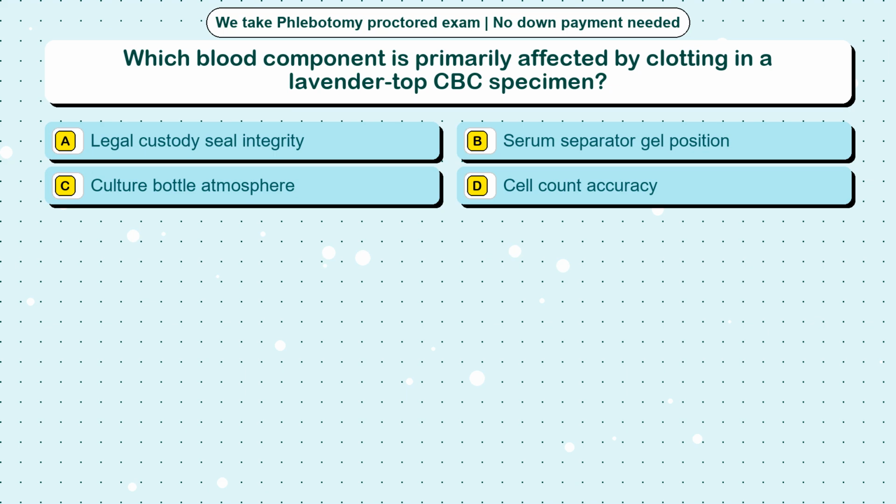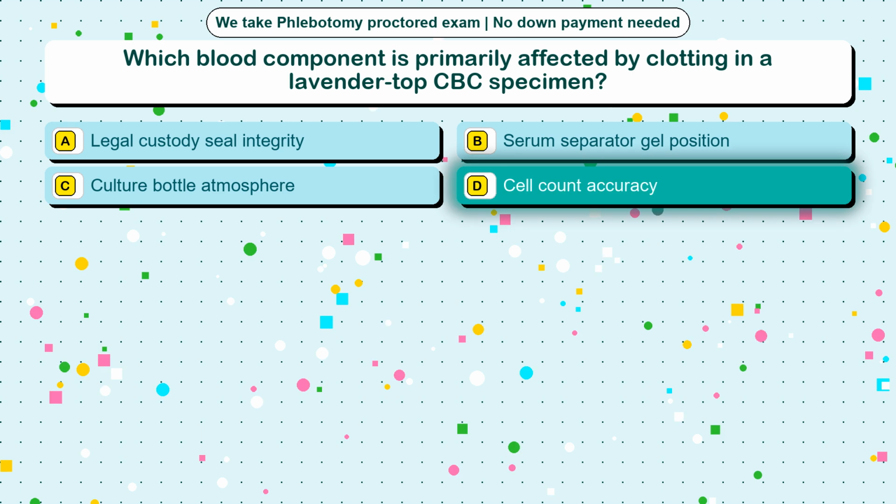Question 54. Which blood component is primarily affected by clotting in a lavender top CBC specimen? Option A. Legal custody seal integrity. Option B. Serum separator gel position. Option C. Culture bottle atmosphere. Option D. Cell count accuracy.